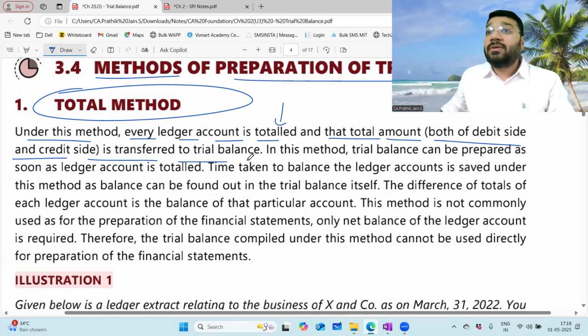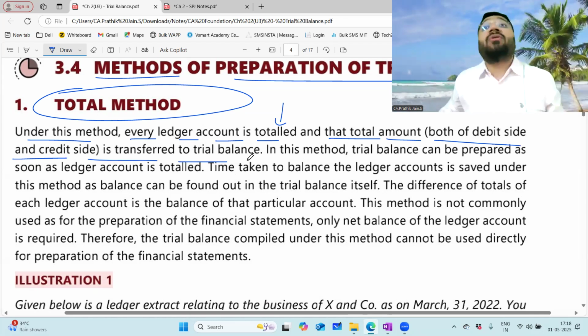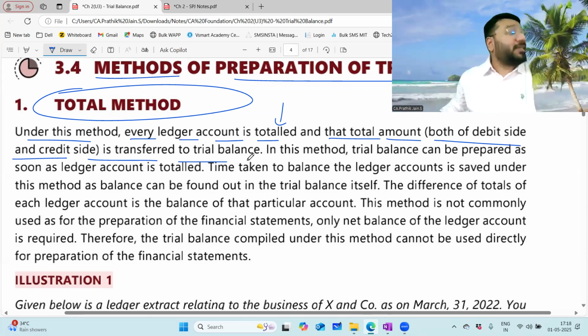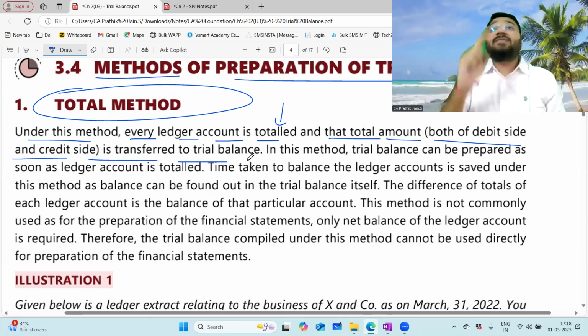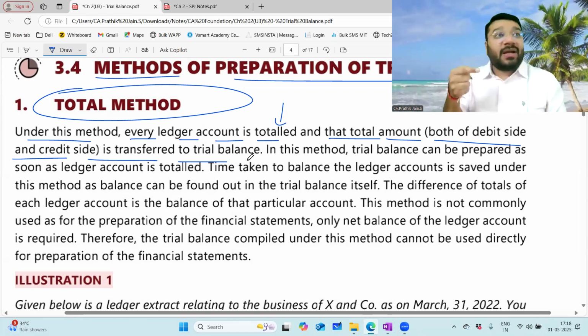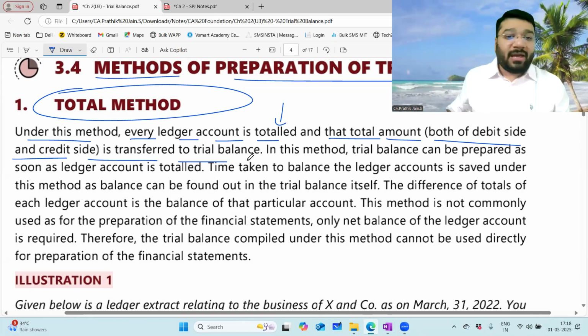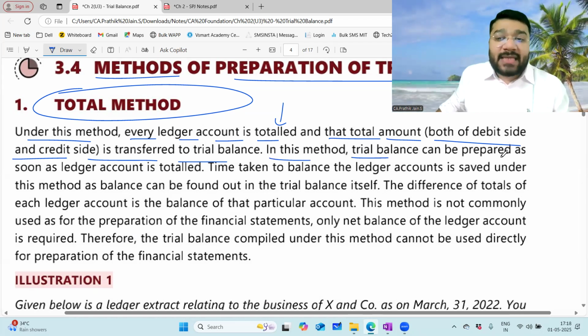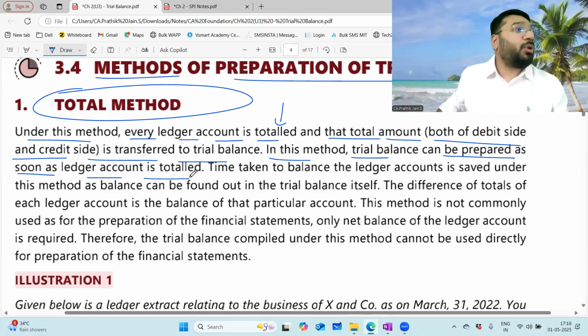So far, what do we transfer to trial balance? The balance brought down is transferred to the trial balance. Here we're not transferring the balance. The total of the debit will go to the debit column of trial balance. Total of credit will go to the credit column of the trial balance. In this method, trial balance can be prepared as soon as the ledger account is totaled.